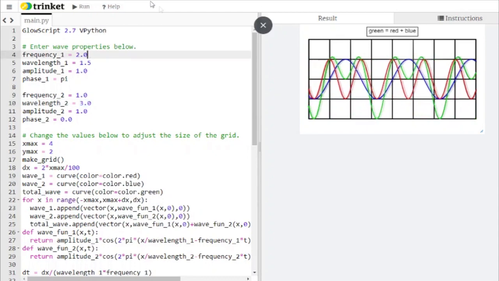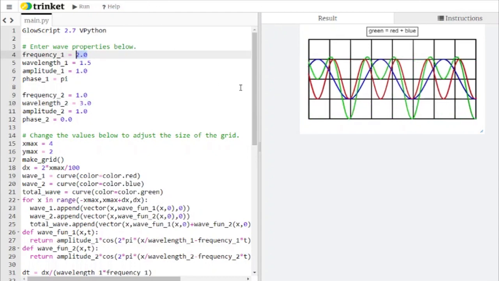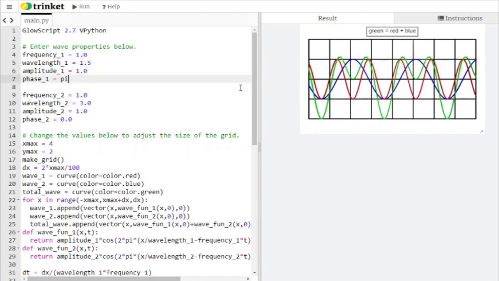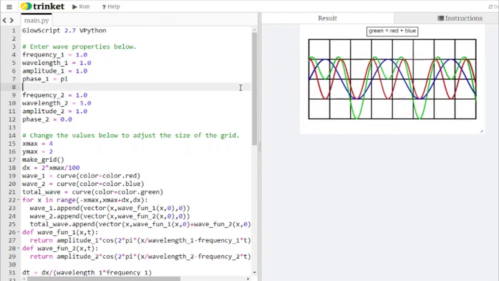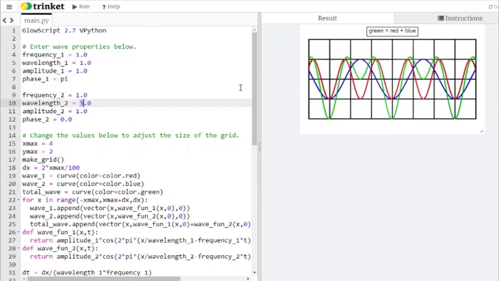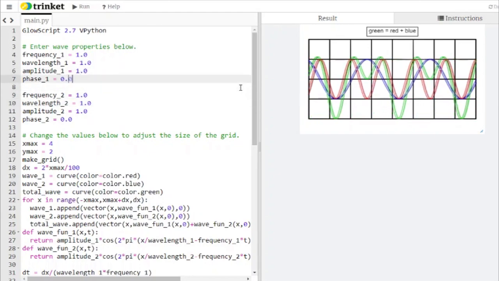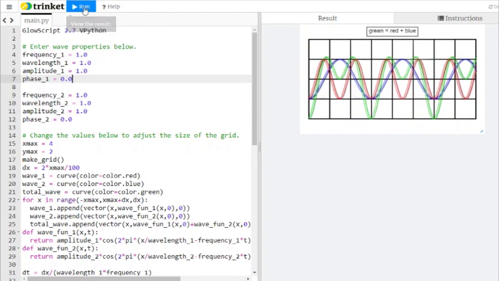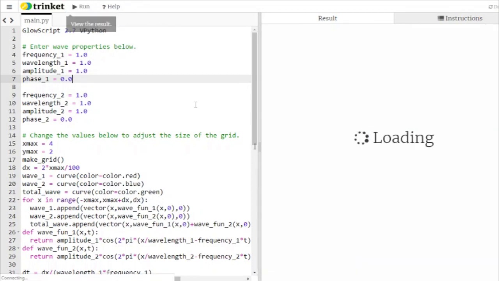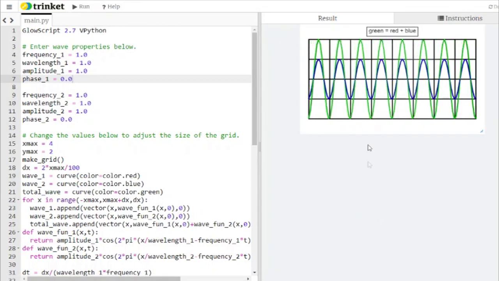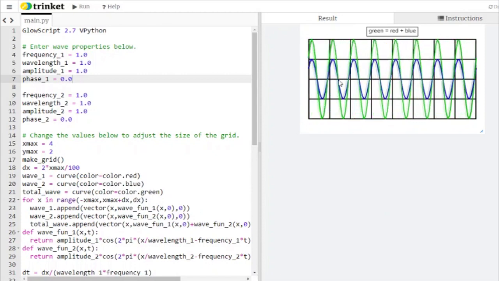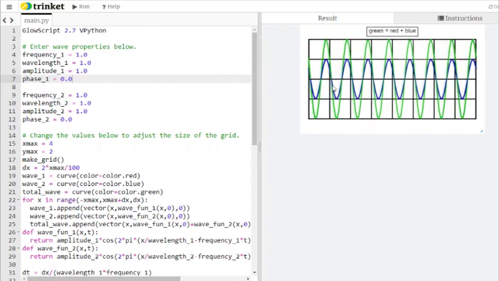Let's take a look at a clearer example of that. So let's try giving the waves the same frequency and the same wavelength. 1, 1. Let's even give them the same amplitude, and in fact, let's even give them the same phase. So we've got two identical waves now. Red and blue are two identical waves. And so they sit right on top of each other. We can't even really see the red because it's there right behind the blue.